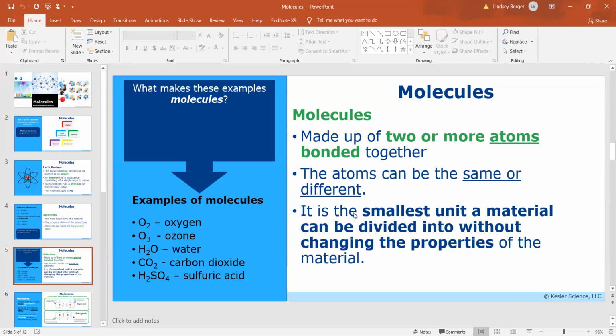So one thing to point out is a molecule is the smallest unit of a material that can be divided without changing the properties of the material. So like with water, if we take away the oxygen, it's not water anymore, it's now just hydrogen. So if we break it down any further than this, it's not a molecule anymore, it's back to being atoms. And we just have an oxygen atom and hydrogen atoms.